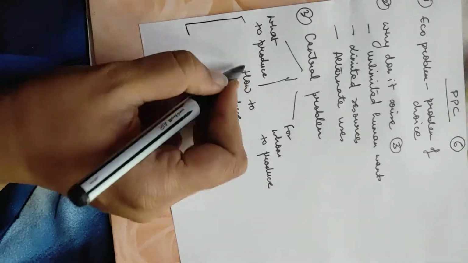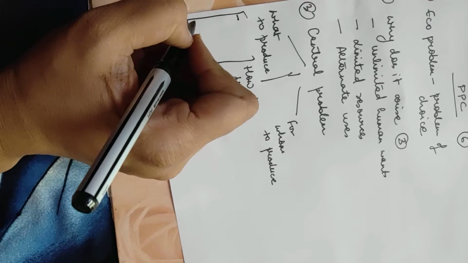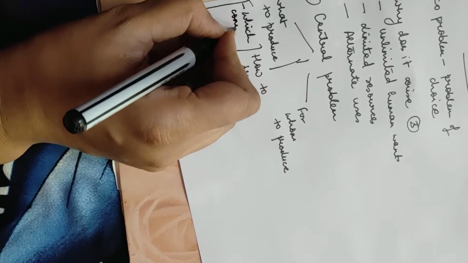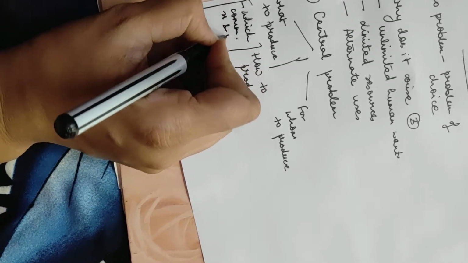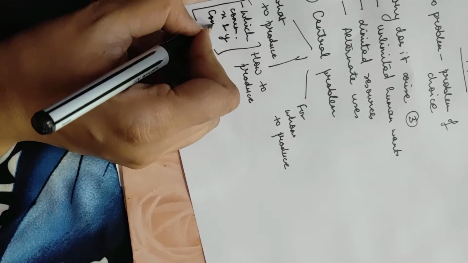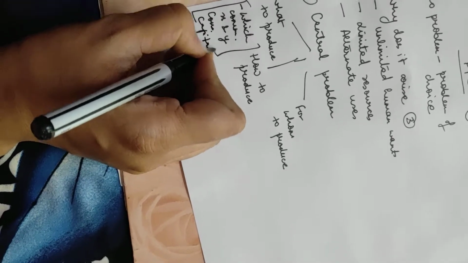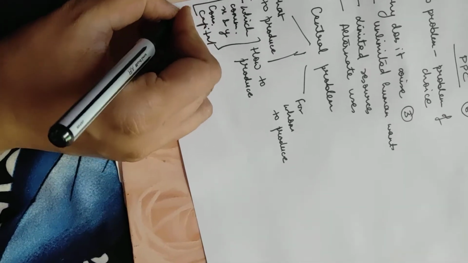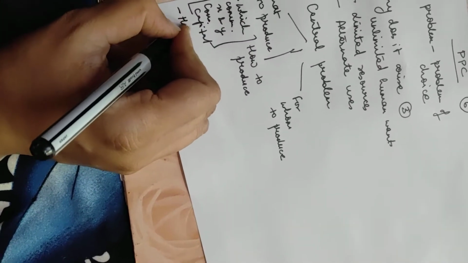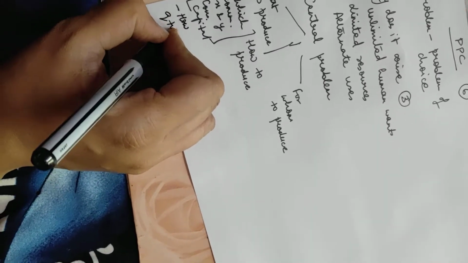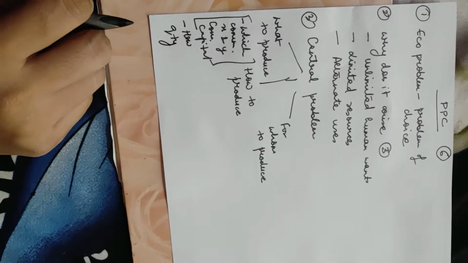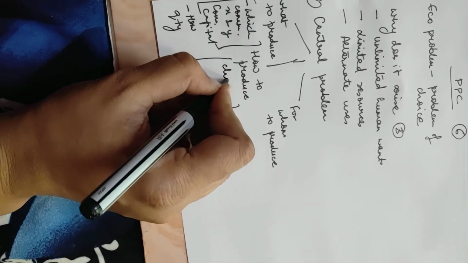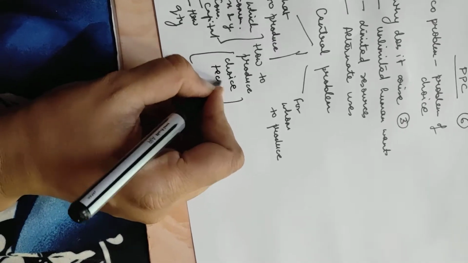Under what to produce, we need to take 2 things. First thing is which commodity to produce. That is, are we producing X or Y? Now, X can be consumer goods and capital goods. So, are we producing consumer goods or are we producing capital goods? And the second question in what to produce is how much quantity of consumer goods and how much quantity of capital goods.